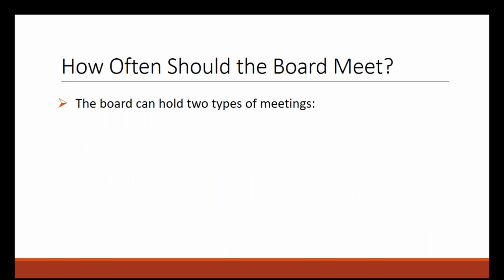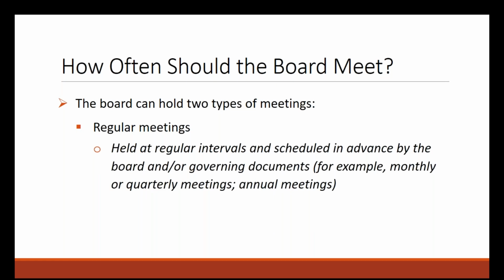Generally, the board can hold two types of meetings. One we call regular meetings. These are held at regular intervals and are scheduled in advance by the board and/or your governing documents. So you might have monthly meetings, quarterly meetings. Your annual meeting is something that's generally scheduled in advance.